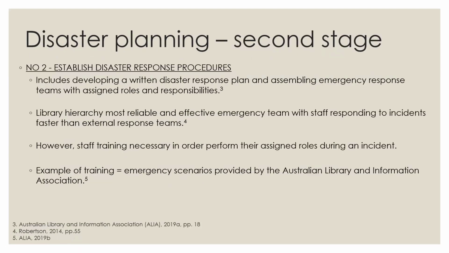Once risks are assessed, the next essential step is to establish clear procedures for responding to potential disasters. This includes developing a written disaster response plan and assembling emergency response teams with assigned roles and responsibilities. The current library hierarchy will be the most effective response team, with staff members already being familiar with our roles and responsibilities, responding to incidents faster and more efficiently than an external response team.